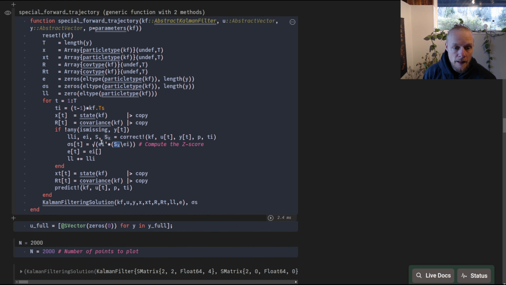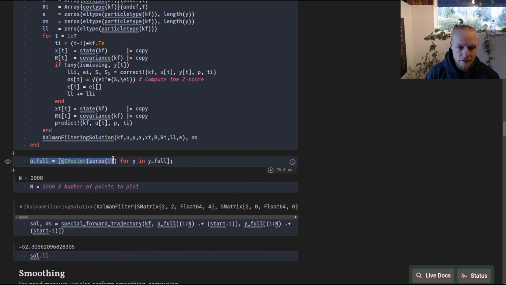All right, no matter if we have missing data or not, we always call the prediction step. So if we have several missing data points in a row, we just perform several steps of prediction without performing any correction. But once we have data again, we start applying the correction. All right, and here I just create an array of empty inputs since this system doesn't have any control inputs.